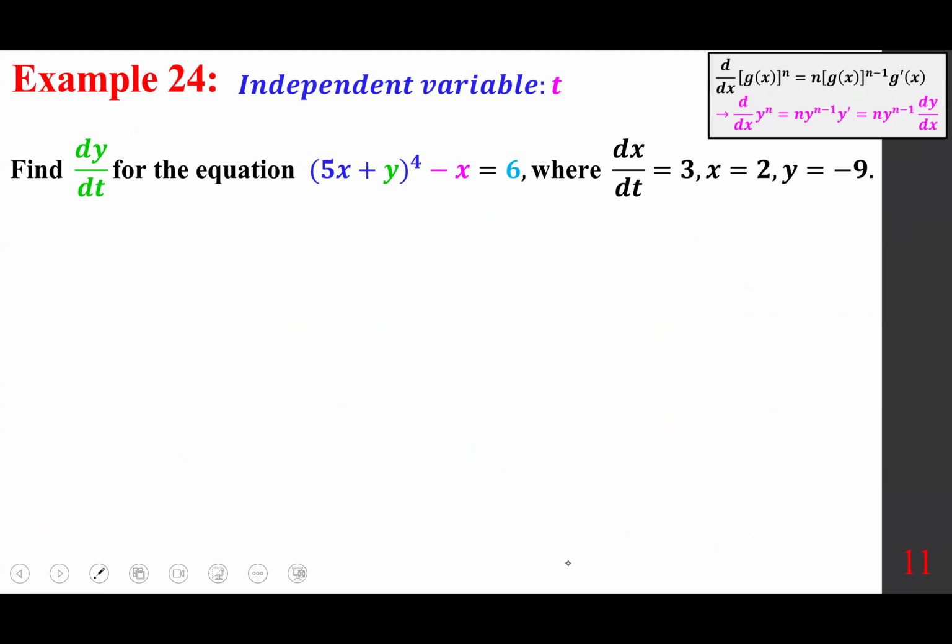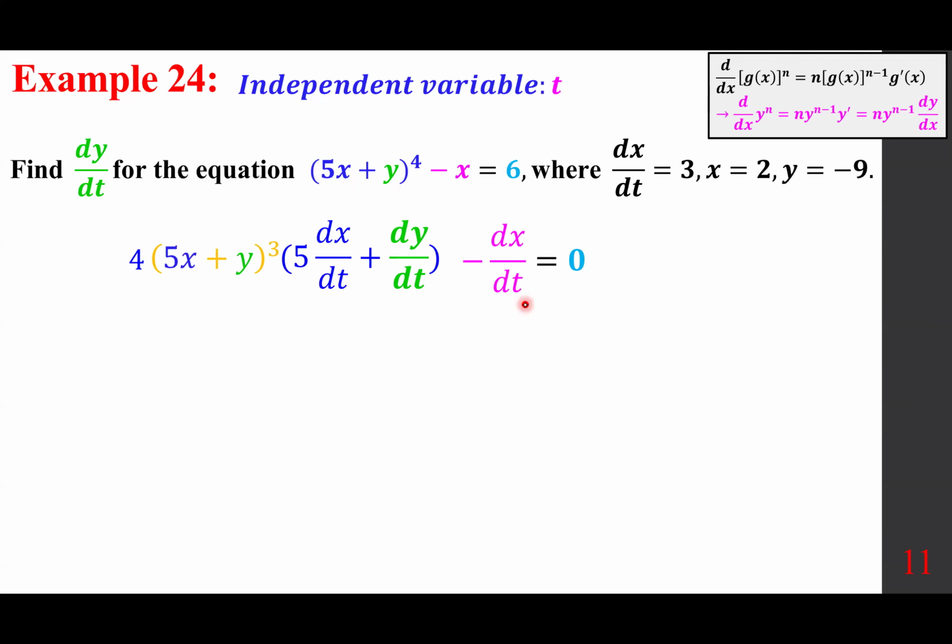Find dy/dt for this equation where dx/dt is 3, and so on. First and foremost, the moment you see dy/dt, that means t is the independent variable. So that means the derivative of x is no longer 1. So 4 times same thing cubed by the chain rule, the derivative of the inside is 5 dx/dt plus dy/dt minus dx/dt equals 0 because 6 is a number. And normally I like to solve for dy/dt.